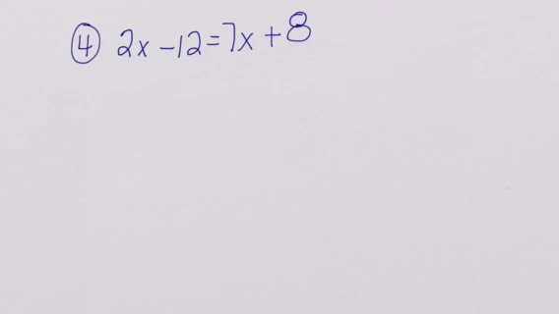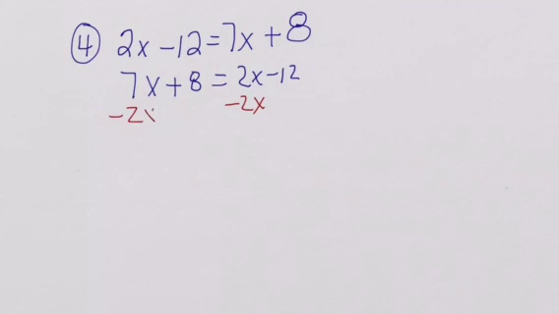Is the largest variable on the left? It's not. So we're going to go ahead and rewrite the equation using symmetrical. 7x plus 8 is equal to 2x minus 12. Are all the variables on the left? They're not. So we're going to zero pair all the variables over to the left. So now I have 5x plus 8 is equal to negative 12.